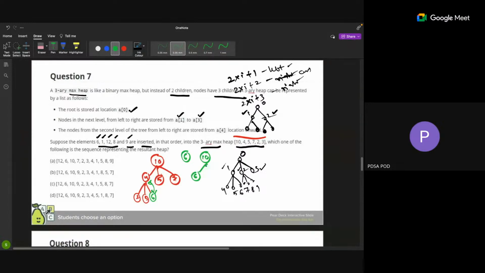Now the heap looks like 10, 6, 5, 7, then we have 2, 3, and 4.